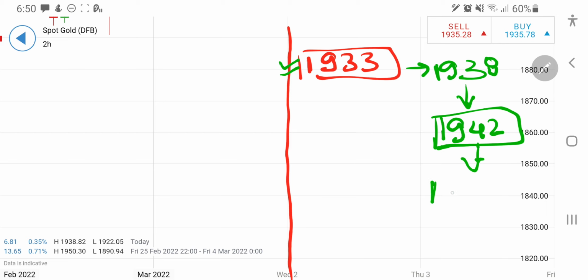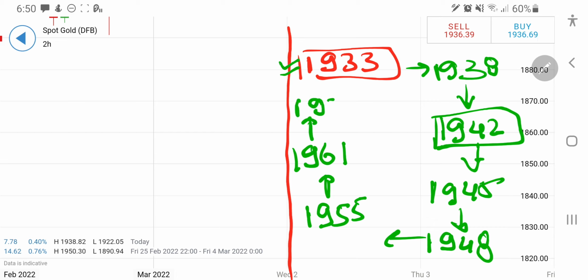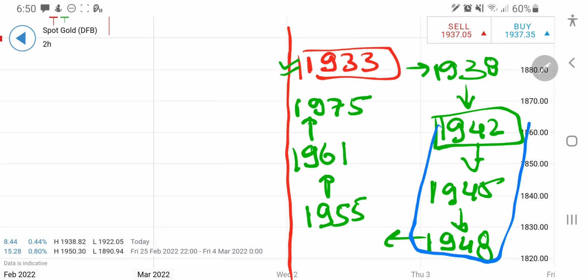The next target is towards 1945, 1948. Now it can achieve this. Beyond this, it is definitely going to fly towards 1955, 1961 and 1975 levels. It can go till here. Remember, after the 1942 and 1947 zone, this is going to be considered a strong breakout. If it moves beyond this, it is going to give you a strong breakout.